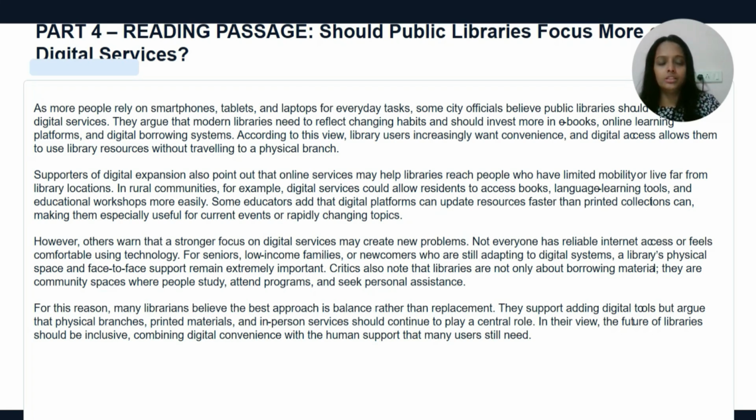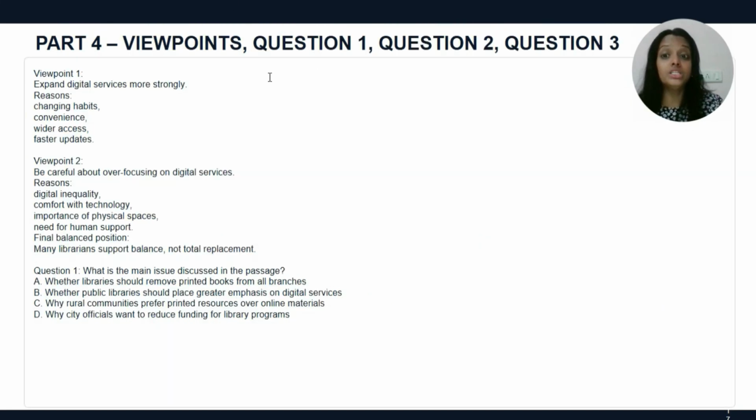The question here is, what is the main issue discussed in the passage? The four options are given here. And the right option is option B. Let me tell you why. This is the overall topic question, right? The passage is clearly discussing whether libraries should focus more on digital services and how that should be balanced, which is clearly given in option B. So option B is the right answer.